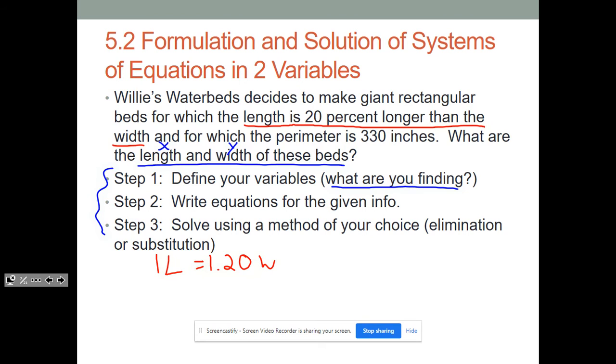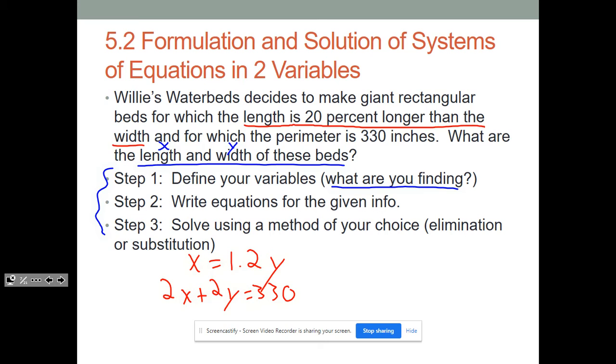Okay, so that's how we can set this up. I don't need the 1 in front of the L there. So that's the first equation. And really, you don't need the zeros, 1.2 will do. And then perimeter is 330. Since I used x and y, let's keep this consistent. Length is 20% longer than width. And then perimeter: it's a rectangle, so we add up all 4 sides. That's 2 of the length and 2 of the width. So 2x plus 2y equals 330.